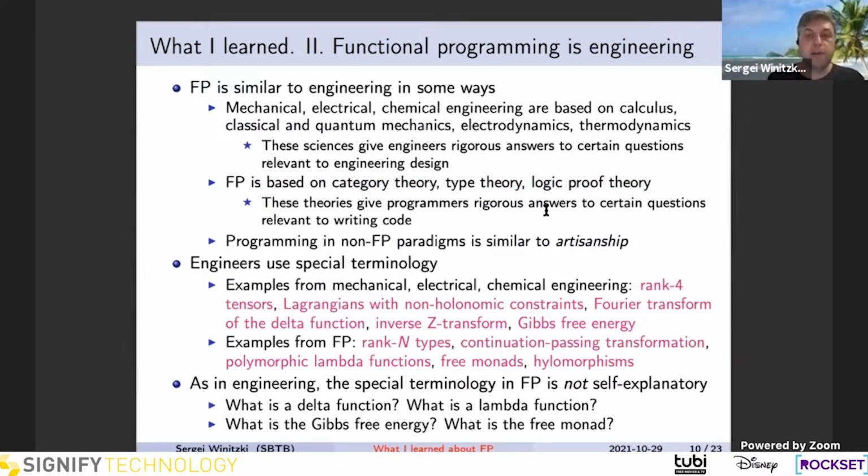What is the scope? I'm not inventing anything new. I'm figuring out what is the scope of these theories that a functional programmer could study in order to answer the questions they have.